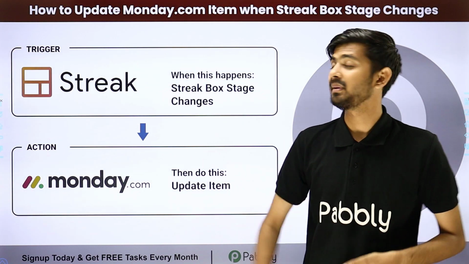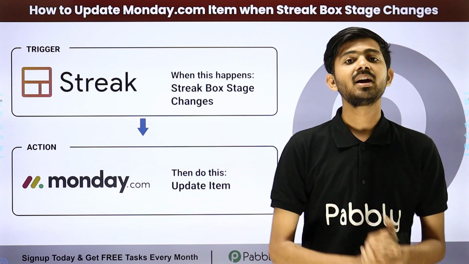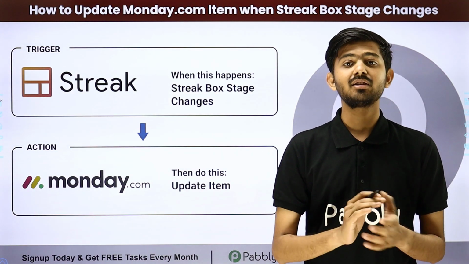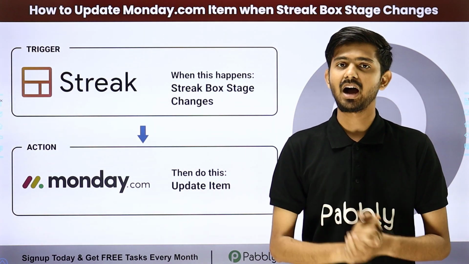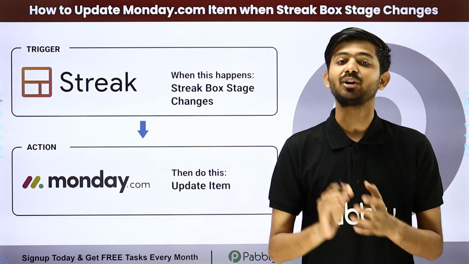Hello everyone, today our topic is how to update Monday.com item when Streak box stage changes. So here my objective is that whenever the stage of a Streak box changes in my Streak CRM account, then automatically I'm going to capture these details and update that in my Monday.com item.